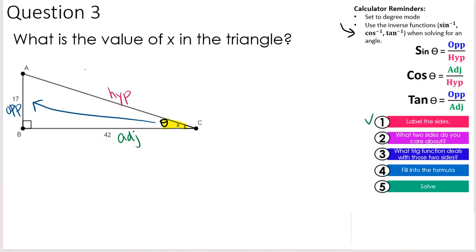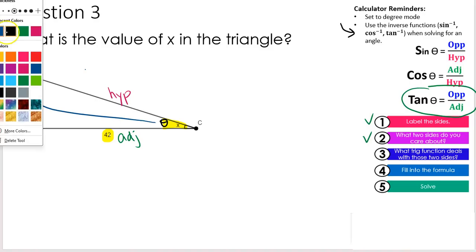I'm not trying to solve for a side. I'm trying to solve for an angle, right? So we need the measure of 2 sides. In order to find the measure of an angle, we have to have the 2 sides. The 2 sides they give us are that 17 and that 14. So that tells me that I care about opposite and adjacent. So what trig function deals with opposite and adjacent? That's this guy here, that's tangent, okay? So I'm going to be using tangent.